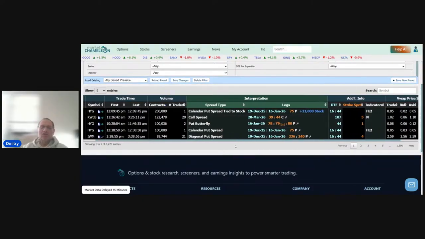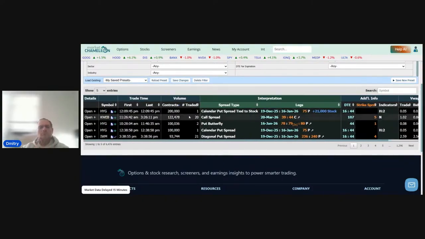So we could see here that it traded 20 times. Okay, so this is telling us that it wasn't one time that we detected this particular spread. It happened throughout the day multiple times. The first trade we detected was at 11:26:42 a.m. The last one 3:26:11 p.m. for a total amount of 122,478 contracts.